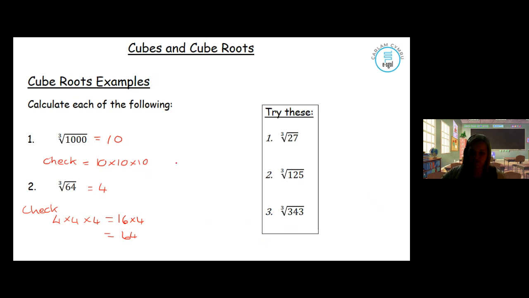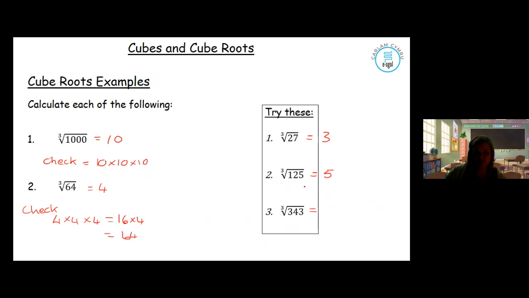Okay then, so going through the answers to these questions, I'm thinking about what are my cube numbers, 1 multiplied by 1 times 1 and so on. And the number that I need here is 3, because 3 multiplied by 3 is 9, 9 multiplied by 3 is 27. The next answer you should have had was 5. 5 times 5 is 25, multiplied by 5 again is 125.